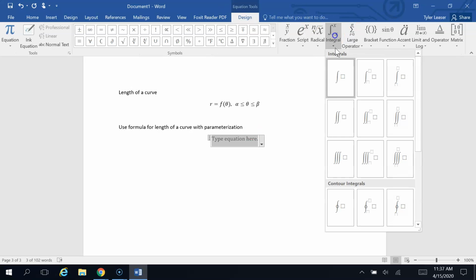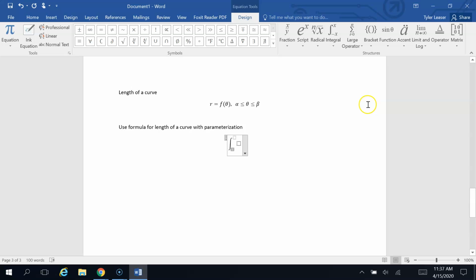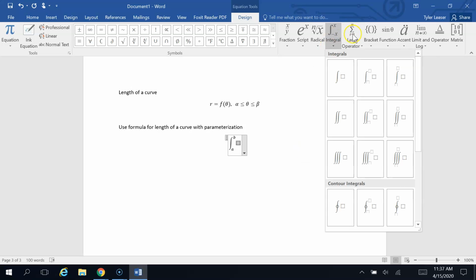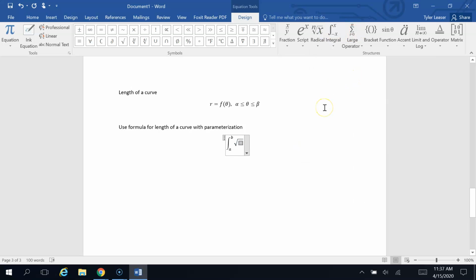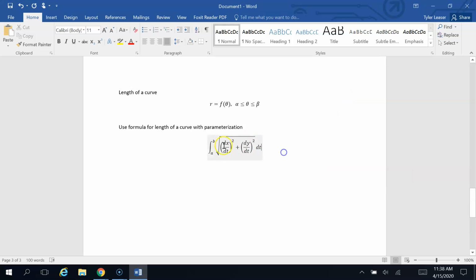So I'm just going to remind you of that formula. So that was the formula between A and B. So this is where my parameter t goes from A to B, and it was going to be a square root. Okay, and then inside of the square root, remember that it was the derivative of the x function with respect to t squared plus the derivative of the y function with respect to t squared, all with the dt on the outside of the square root. All right, so this is just a reminder of the formula that we had for the arc length or the length of a curve using parameterization.